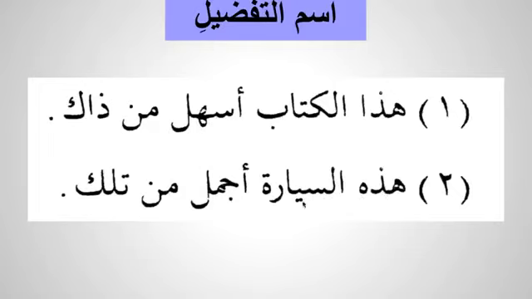So هذه السيارة. See, now we have feminine. So هذه is the ism ishara, mubtada, followed by al, which is badal. So this car. هذه السيارة أجمل. See, أجمل is a khabar, one word, and then it is ismu tafdil followed by min. So it is more beautiful than tilka, than that. This car is more beautiful than that.